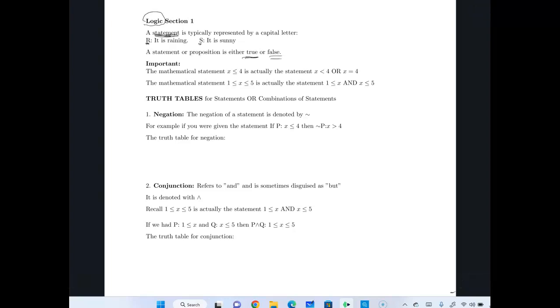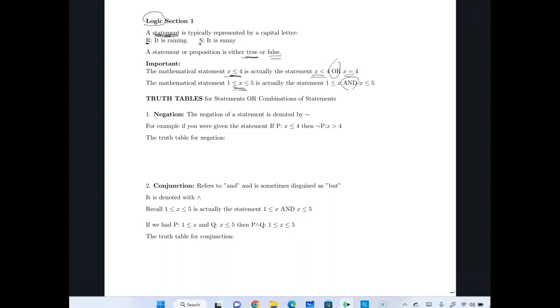Okay, so another mathematical statement would be this. X is less than or equal to 4, and you know that that means X is less than 4 or X is equal to 4. And this statement here is actually an "or." So get familiar with those.